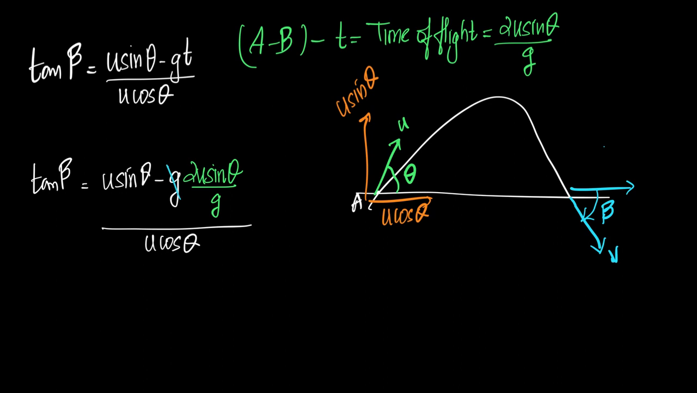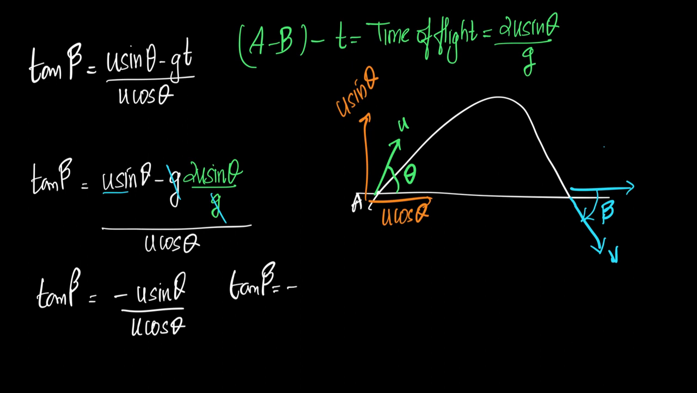So now g by g is 1. U sine theta minus 2u sine theta is minus u sine theta. So we have minus u sine theta by u cos theta. Therefore, tan beta is equal to minus u by u is 1, minus tan theta, which means beta is equal to minus theta.